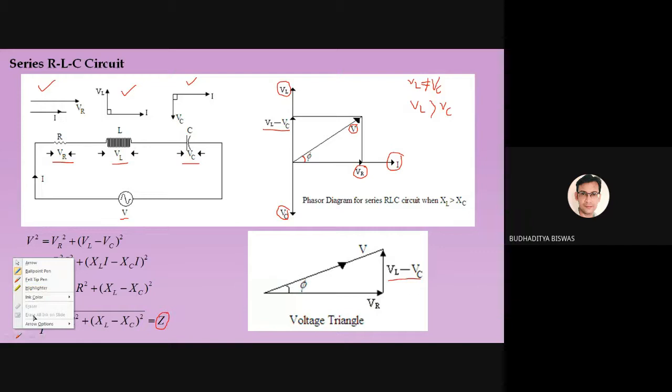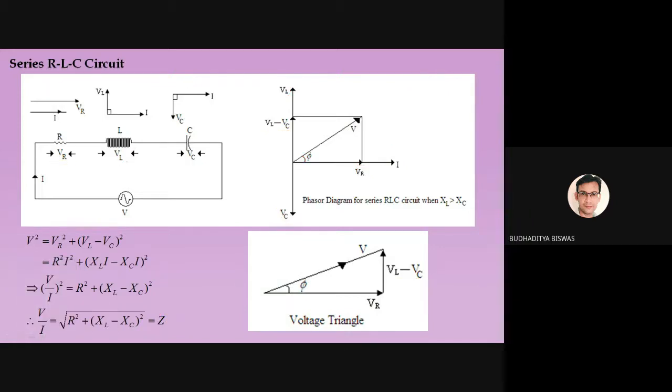Yes, a purely resistive circuit. But why am I not able to erase all these things? Okay. But in the circuit, the impedance is physically present. That impedance is physically present. That capacitor is also physically present.